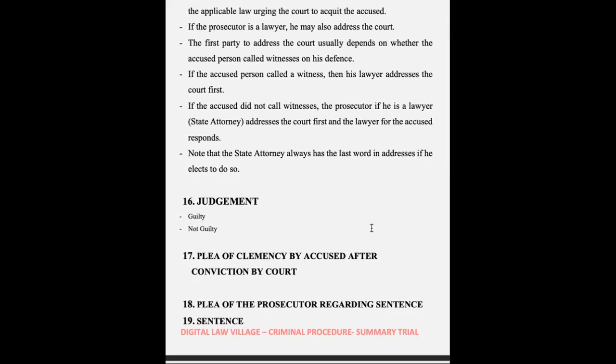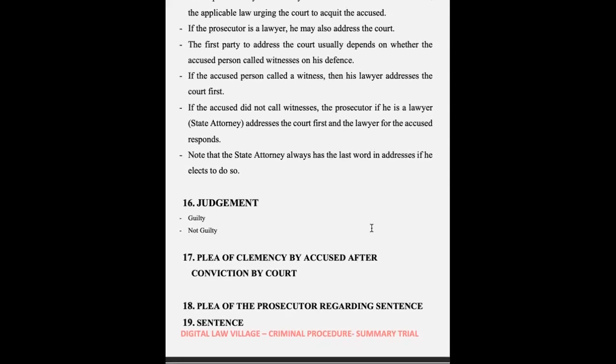So after judgment, it can be not guilty. And so the accused will be acquitted and discharged. But if it is guilty, then it means the accused will be convicted. After conviction, do not equate conviction with sentence. After conviction, then the court must now pass the sentence. But before the sentence, there shall be a plea of clemency by the accused. And the prosecution too can also have their response regarding the plea. Then after that, the court shall now pass the sentence. Then after that, the case is over.